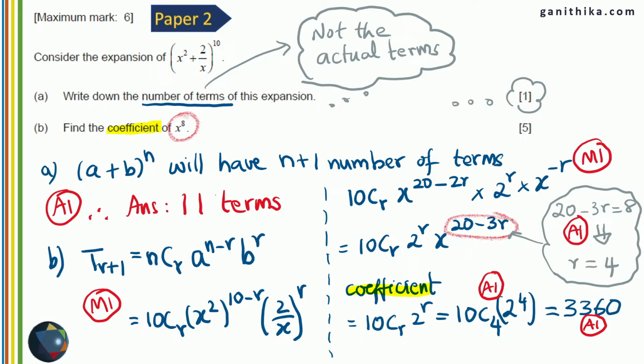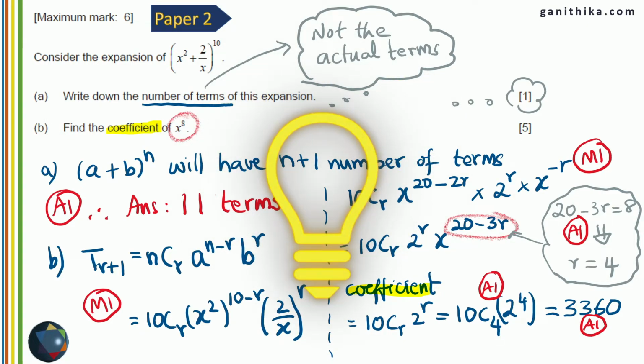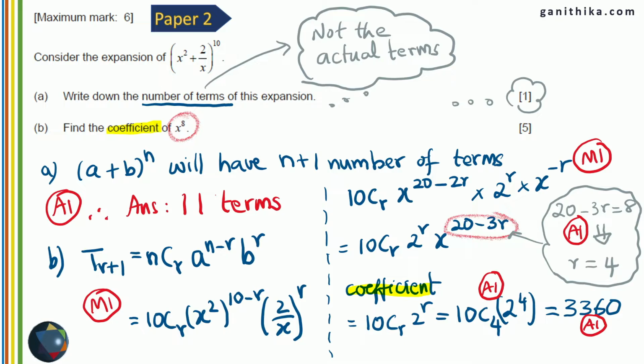So, you are giving the coefficient alone. If you wrote it as times x power 8, you will not get this last mark. 3360 alone, not 3360 x power 8. Note that the last A1 marks are always for understanding whether you have to give the term or the coefficient. Underline the word coefficient or the term as given in the question. So, be careful what type of answer you have to give for each of these questions, and do not lose this A1 mark in the end.